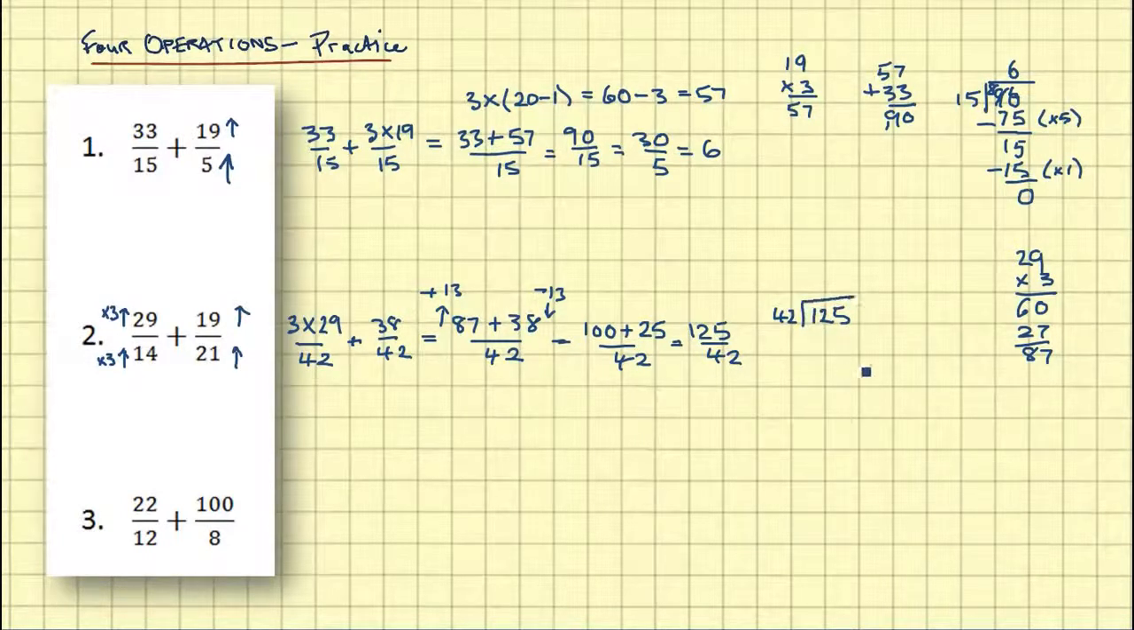And put our 42 in that position and use the bus stop. Okay? So 125 divided by 42. Well, this time, just like we did above actually, we're going to use some chunking. So we're going to chunk this up.